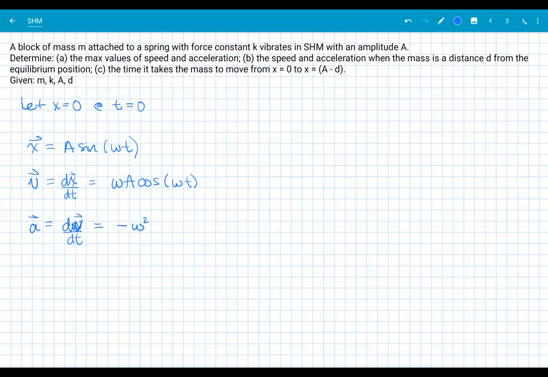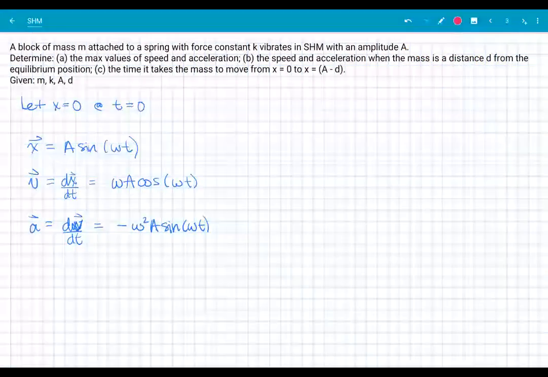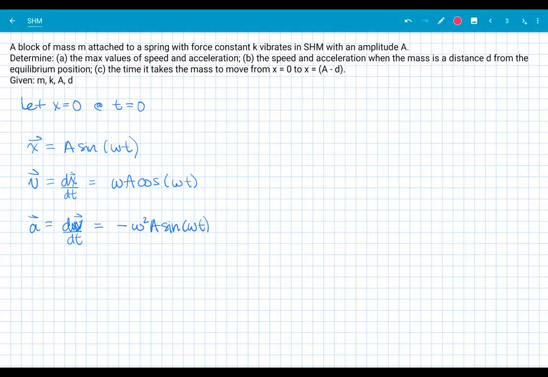Negative omega squared a sine omega t. And notice right now we're seeing one of the hallmark characteristics of simple harmonic motion. Sometimes students will ask me, how do I know if it's just oscillatory motion, or this special kind called simple harmonic motion? It's in your book, and one way you can always tell is that for simple harmonic motion, the acceleration function is equal to some negative constant times the displacement function, or the position function, I should say.